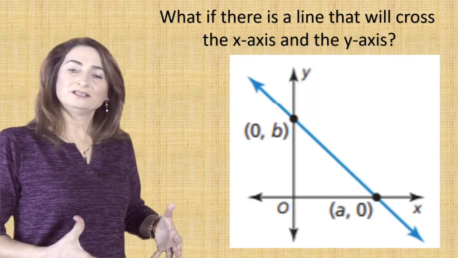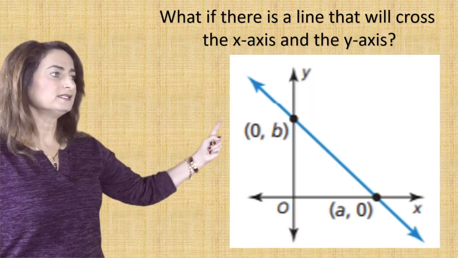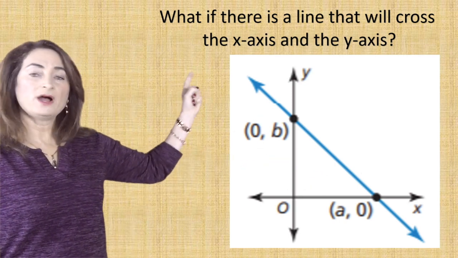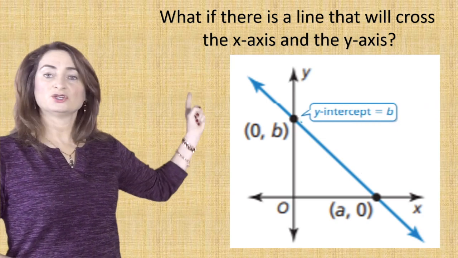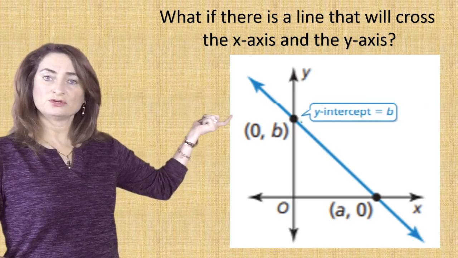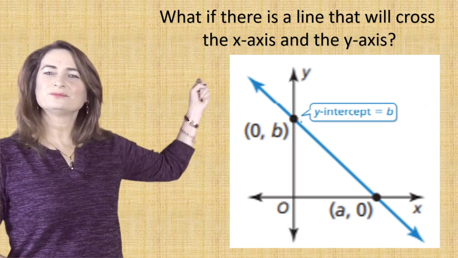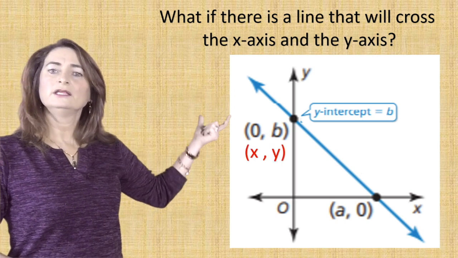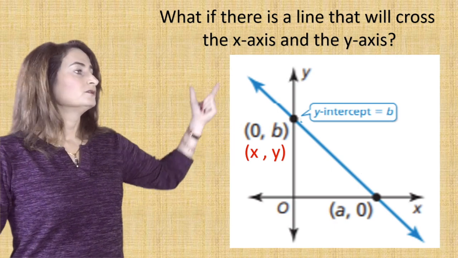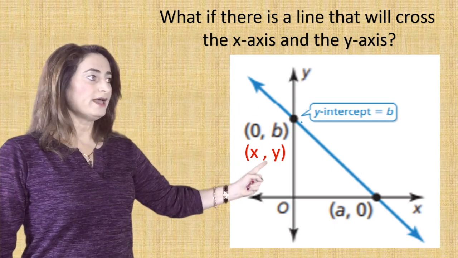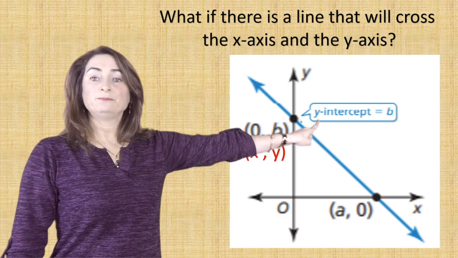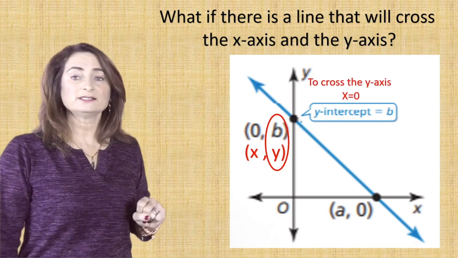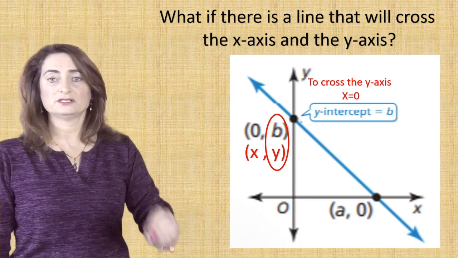Now let's talk about a line that crosses the y-axis and the x-axis. It crosses the y-axis at (0, b). Let's discuss this coordinate pair. Always, the first number is the value of x, and the second number is the value of y in a coordinate pair. So the line crosses the y-axis at b, so the y-intercept is b. For the line to cross the y-axis, x always has to be 0.